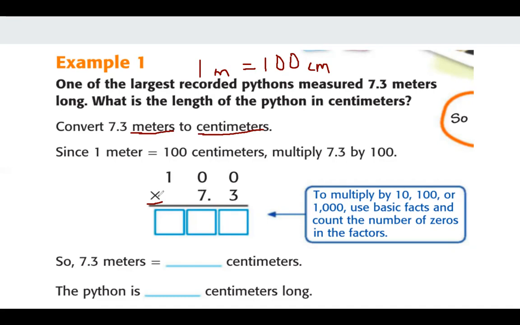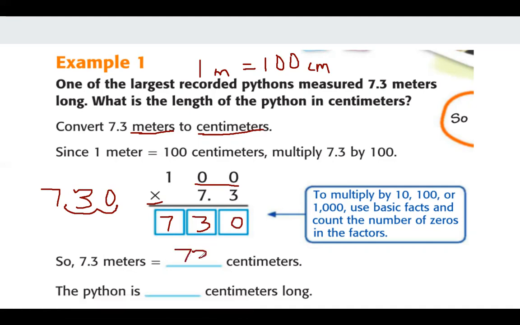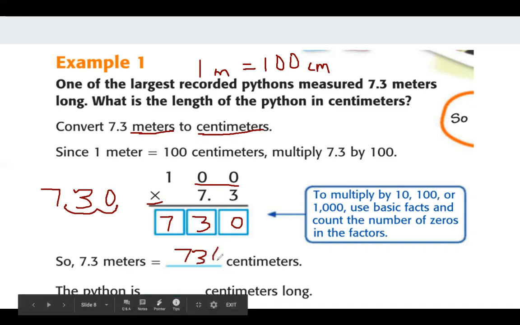Just like we did with the practice, I don't have to use this if I don't want to. What I can do is look here at the side. 7 3/10. I'm multiplying, so my number is going to get bigger. I'm multiplying by 100, so I'm going to move my decimal over 2 places. That empty spot gives me the 0 I need. So my answer should be 730. So 7 3/10 meters is the same as 730 centimeters, which tells me that the python is 730 centimeters long.